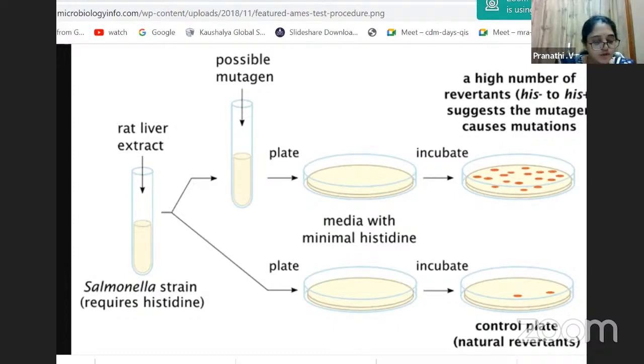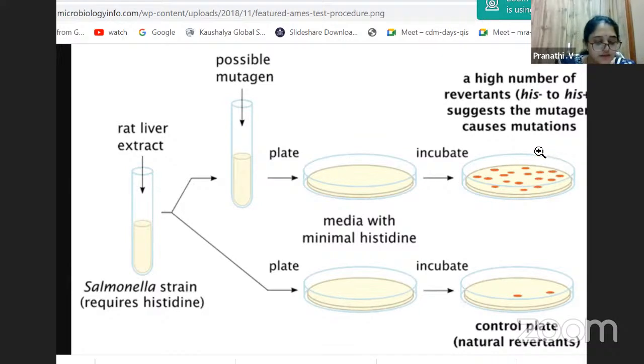A suspension of this histidine strain of Salmonella has been plated with a mixture of rat liver and an agar lacking histidine. Then aminofluorene, which is a carcinogen, is added. Then it causes a mutagenic effect on these two plates. Then you have colonies forming. With minimal histidine, you see there are more number of colonies over here.